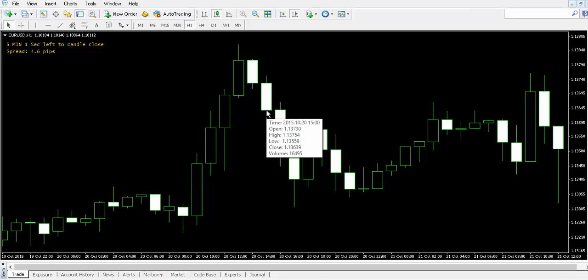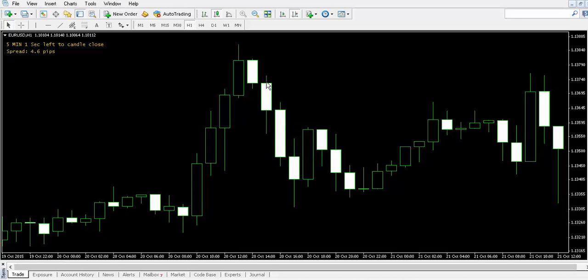1137.30. The high was 1137.54. The low was 1135.50. Uh-oh. See if we can get that back up there. 1135.59. And the close was 1136.39. So let's look at just really the open is 1137.30. And the close is 1136.39. So that right there should tell you, okay, the open is going to be on a bearish candlestick.